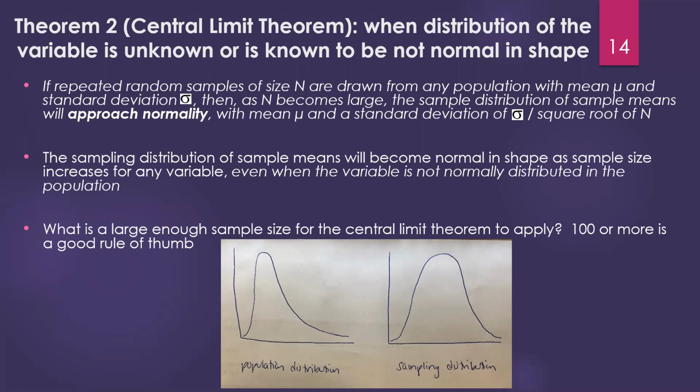I will abbreviate or talk through all of this statistical mumbo jumbo in the language. This one is saying that if we take enough random samples from any population, as the number of those samples becomes large, then the sampling distribution will approach normality, even if the variable is not normally distributed in the population.